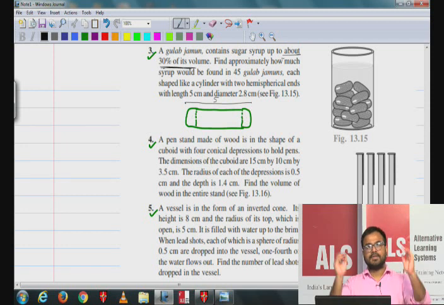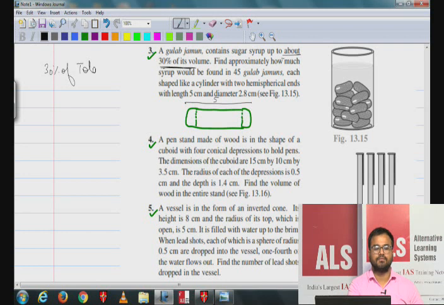Getting it? First figure out the volume of one piece, multiply by 45, that will be the volume of total gulab jamun. In that total volume, 30% is the syrup. So just take 30% of total volume.